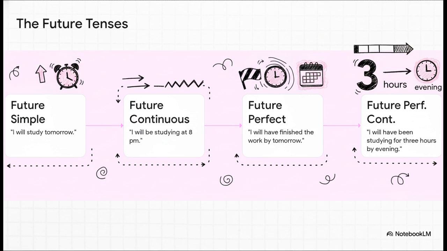Future continuous drops us right into the middle of a future action. At 8 p.m., I will be studying. Then the perfect tenses let us look back from a point in the future. Future perfect says an action will be completed by a deadline. And future perfect continuous tells us how long an action will have been going on by a certain future time. It's the same logic, just pointed forward. See how it all connects?